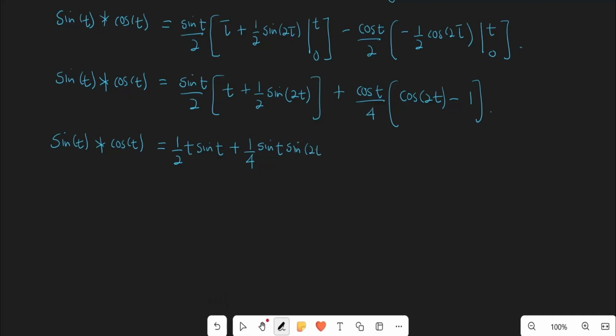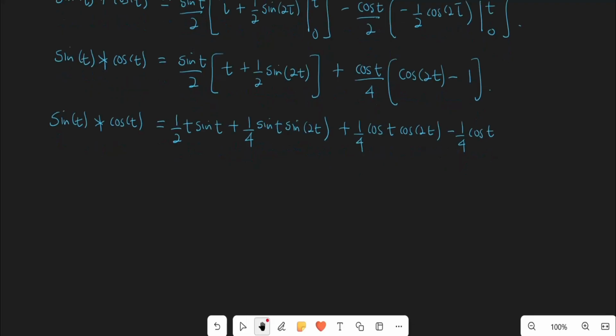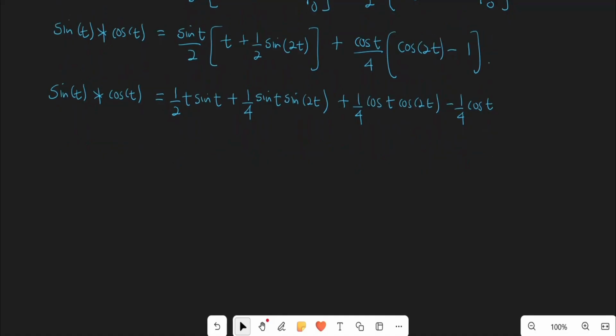Sine of 2t, right? And the next one is going to be plus 1 over 4 times the cosine of t, right? And then the cosine of 2t. And then the last one is going to be minus 1 over 4 times the cosine of t, like this. So what do we really have here?